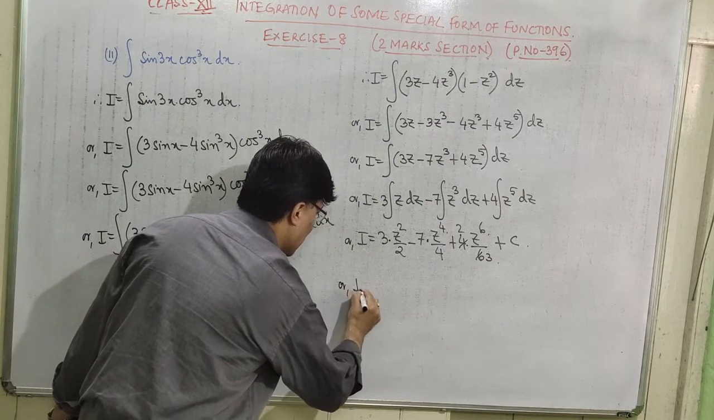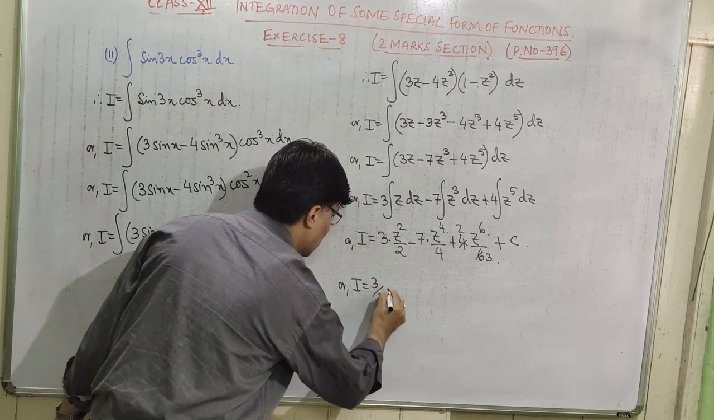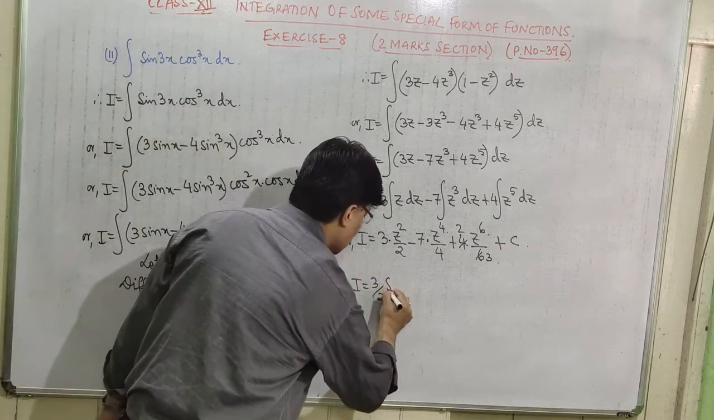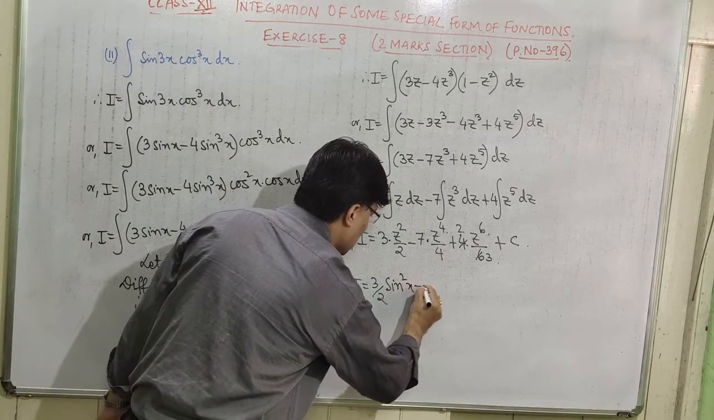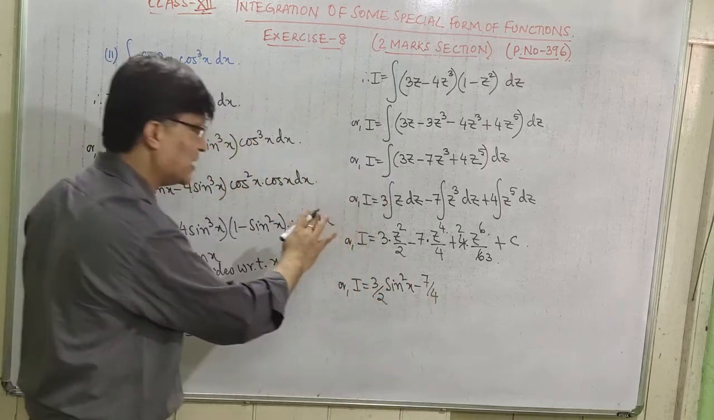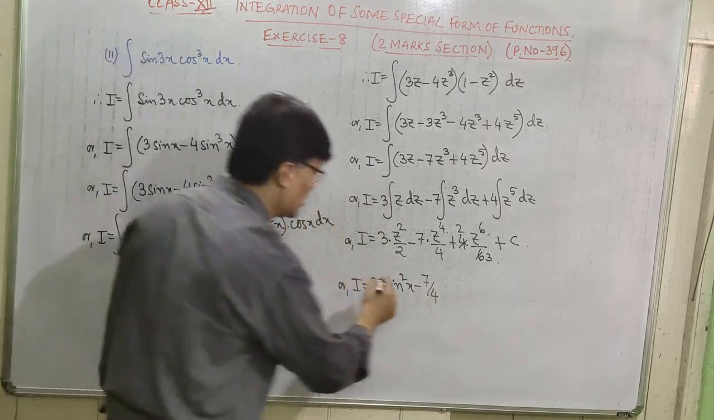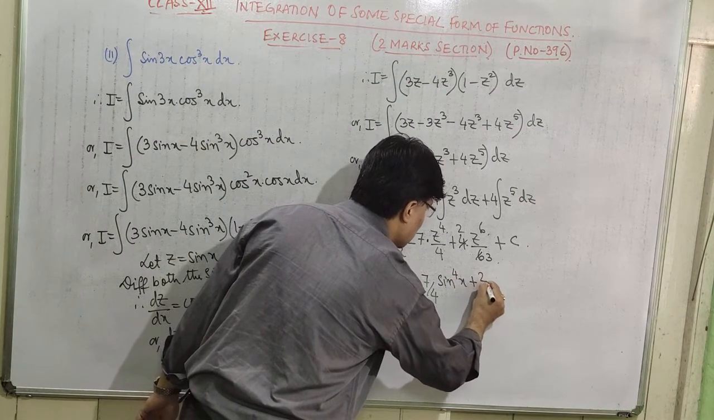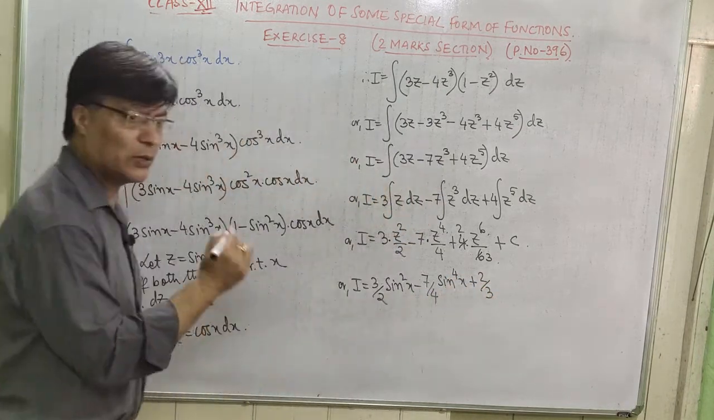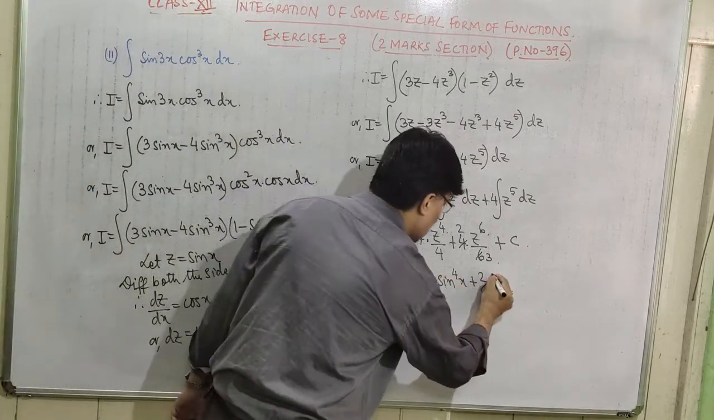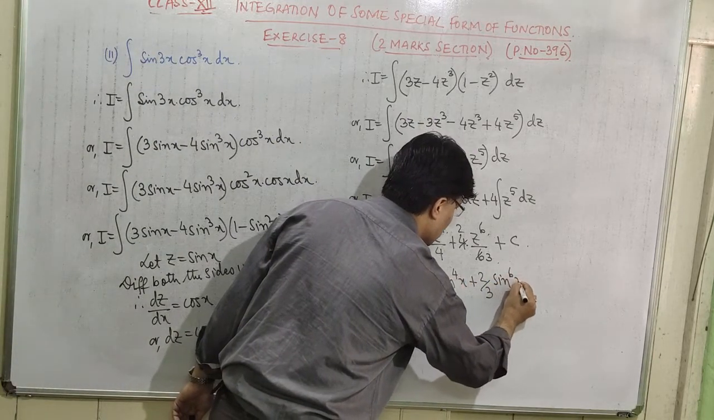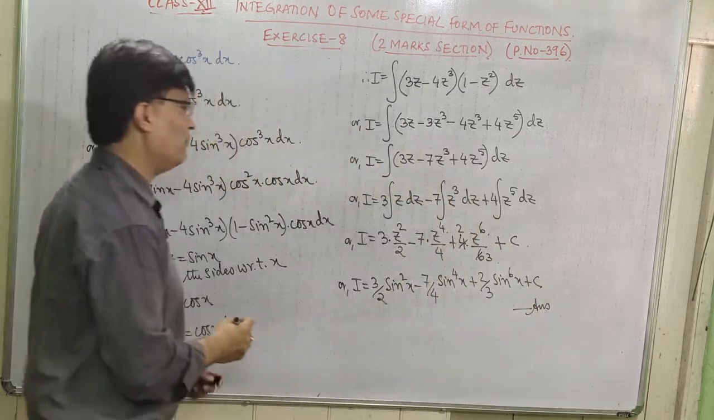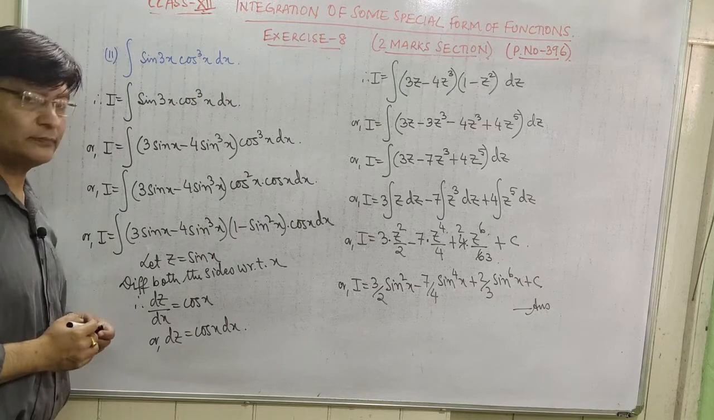Put the value for z, or I is equal to 3 by 2 into, what is z square here? What is z? Sin x. So this is your sin square x minus 7 by 4. If you put z as sin x, you will have sin to the power 4x. This is your sin to the power 4x plus 2 by 3. What is z to the power 6? It is sin to the power 6x. Then plus c. So this is the final answer.